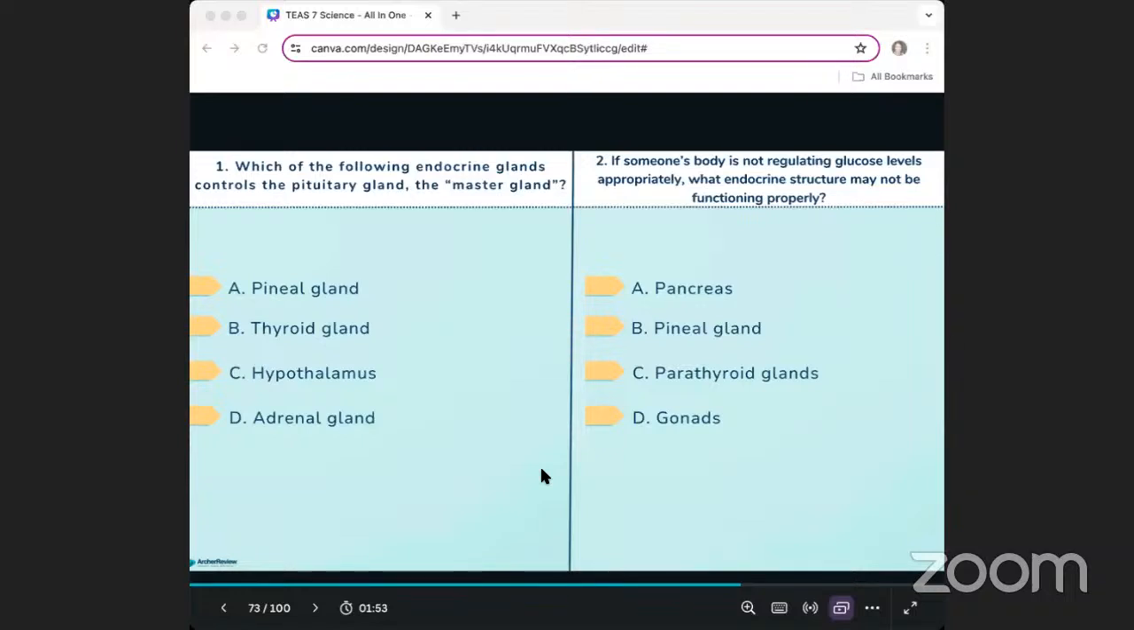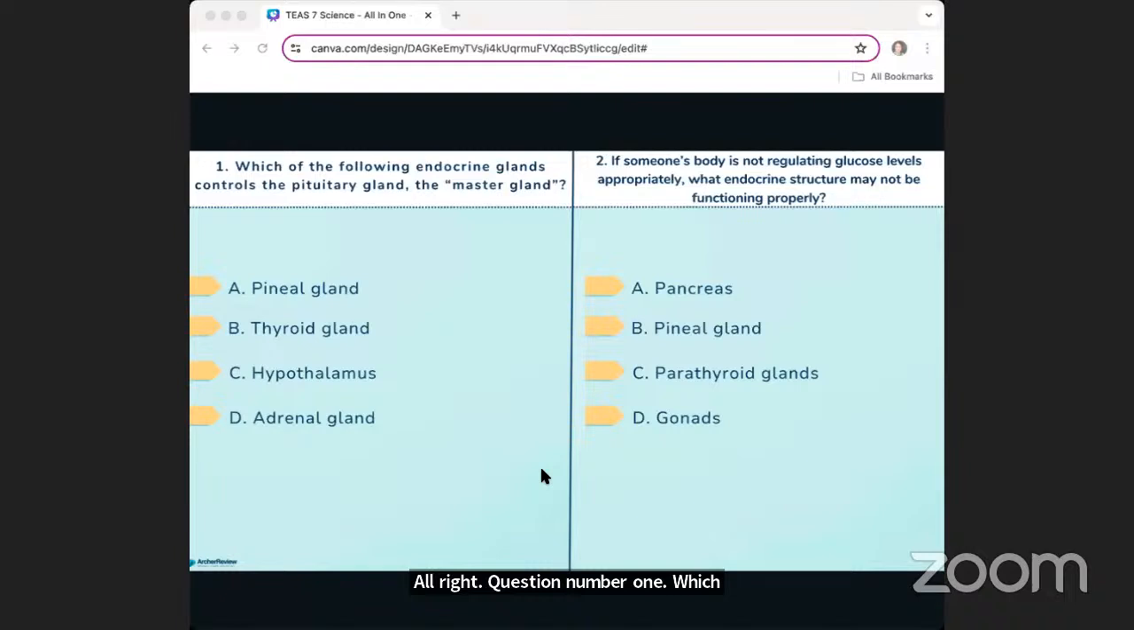All right, question number 1. Which of the following endocrine glands controls the pituitary gland, or that master gland? And that is the job of the hypothalamus, C. And I see lots of C choices from people on our chat. Awesome job. The hypothalamus will control the pituitary gland.